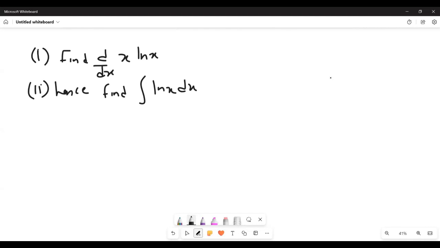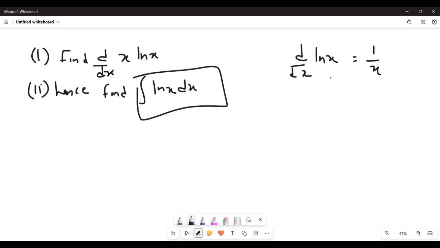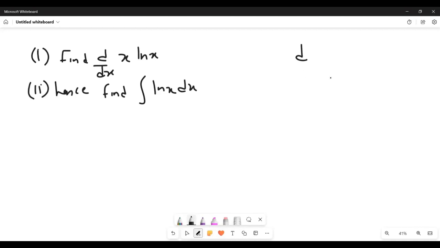Now we don't know the integration of ln x. The rule we have studied is the derivation of ln x. The derivative of ln x is 1 upon x. So that's why you can't directly integrate ln x. We haven't studied that. So we do it indirectly using part 1 first.